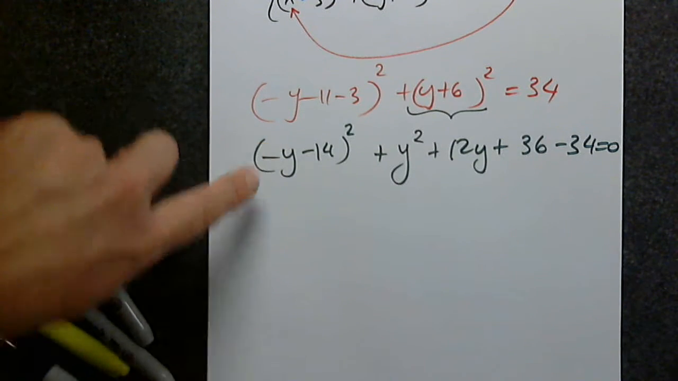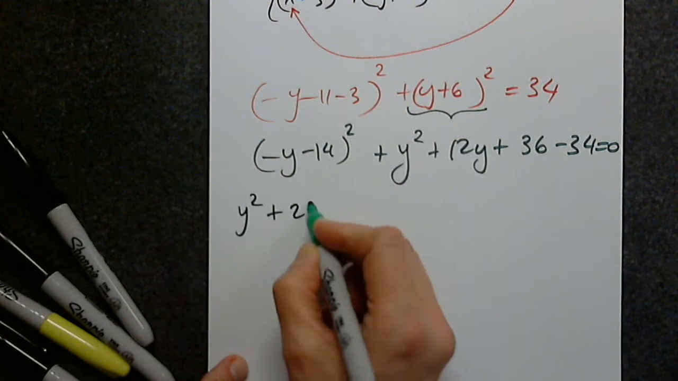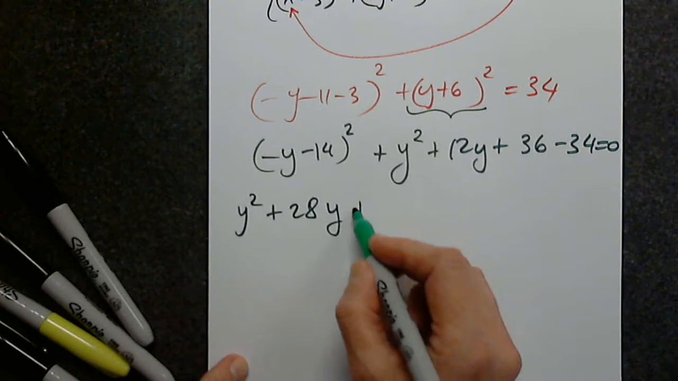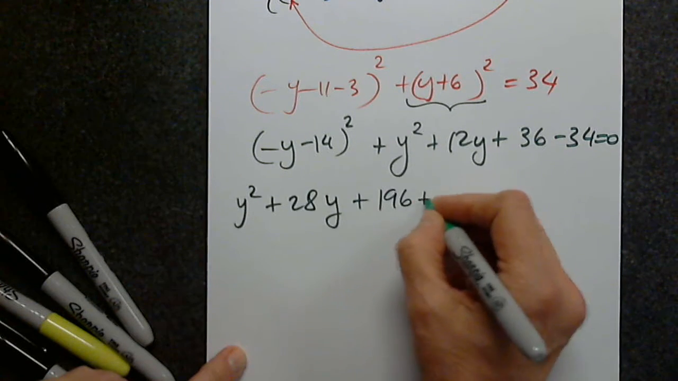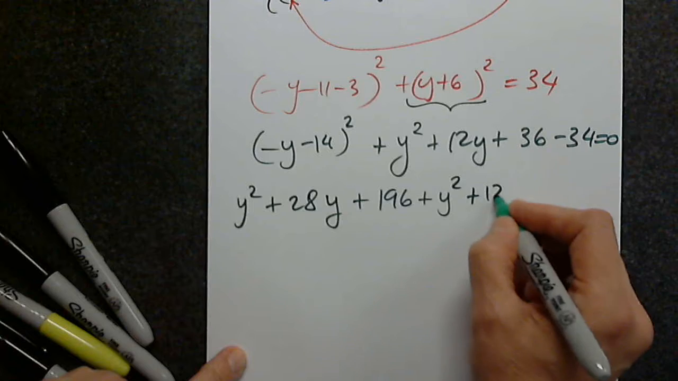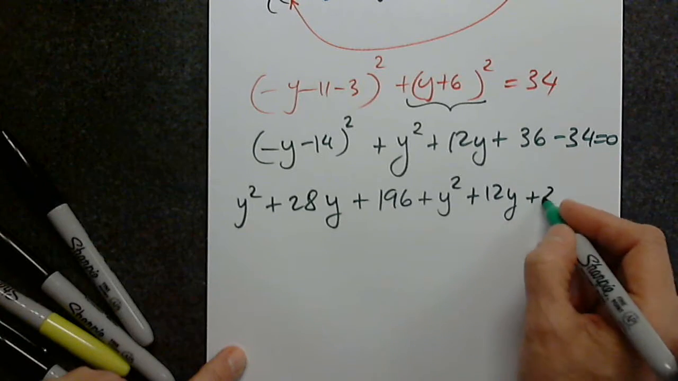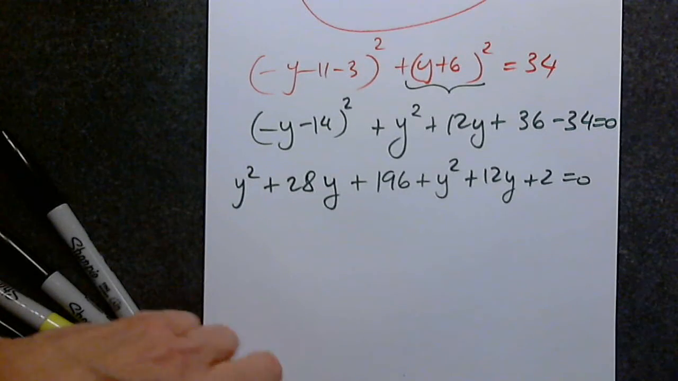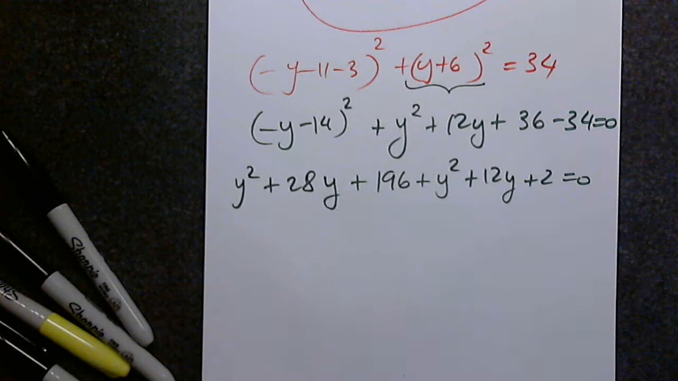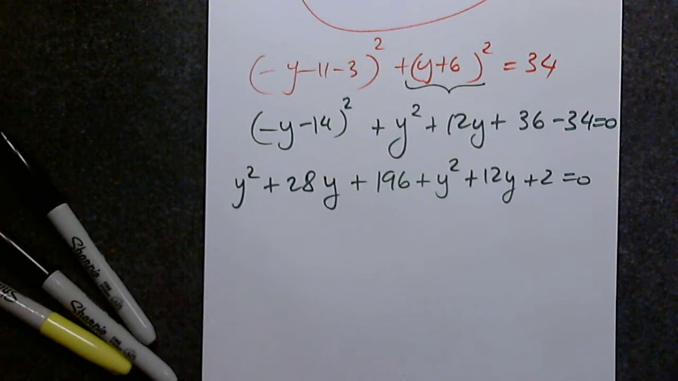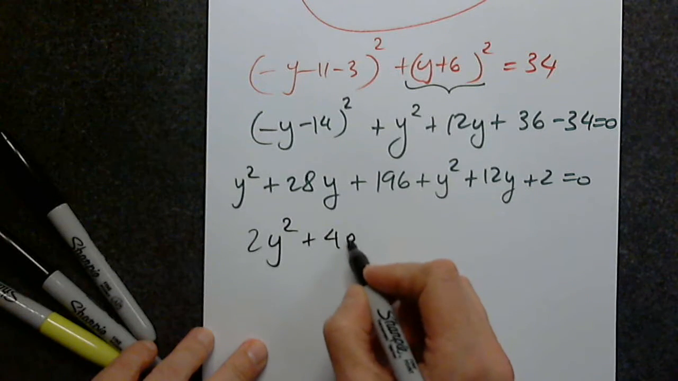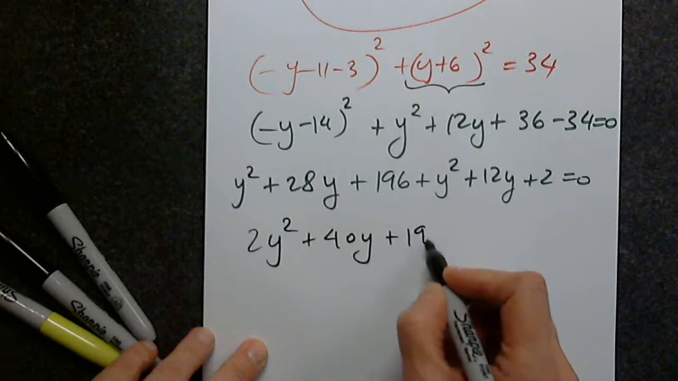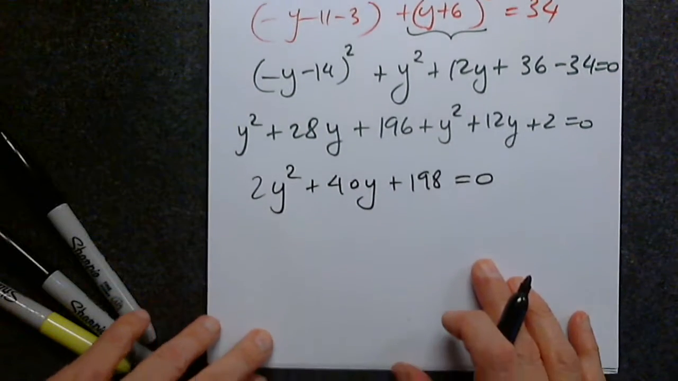So y squared, y, very good, plus 196. Thank you, plus y squared plus 12y plus 2 equals 0. Obviously, I would have to combine like terms. 2y squared plus 40y plus 198 equals 0.